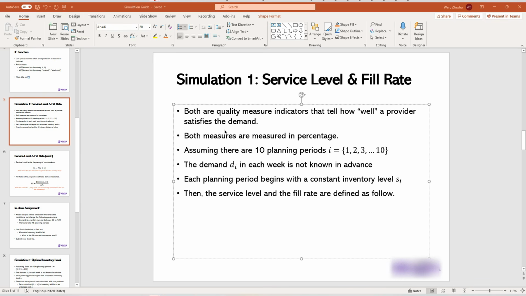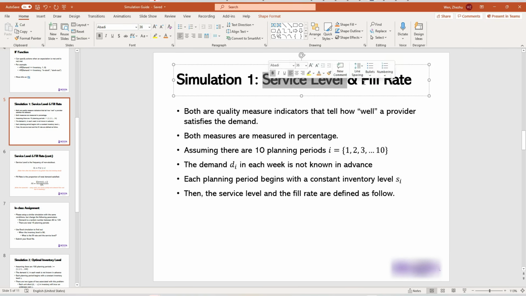Both of them are quality measure indicators. Both measures are measured in percentage. In fact, service level is actually a probability, and fill rate is a fraction. But anyway, both are measured in percentage.